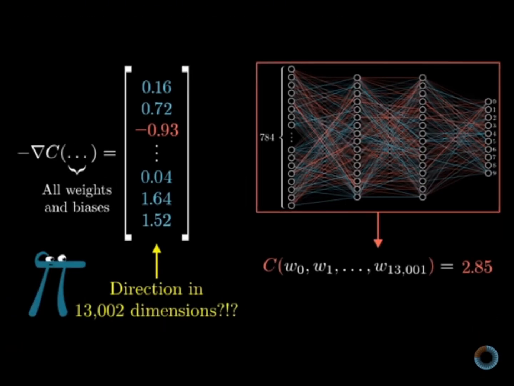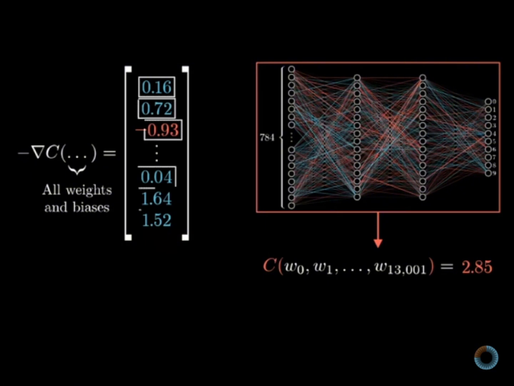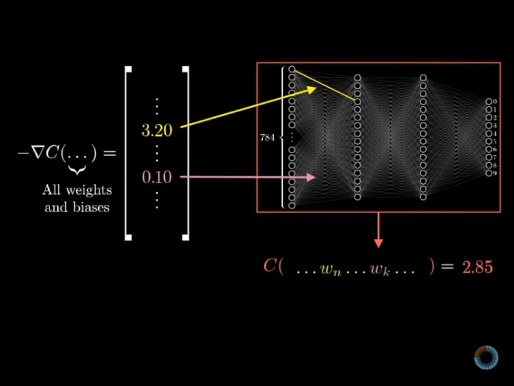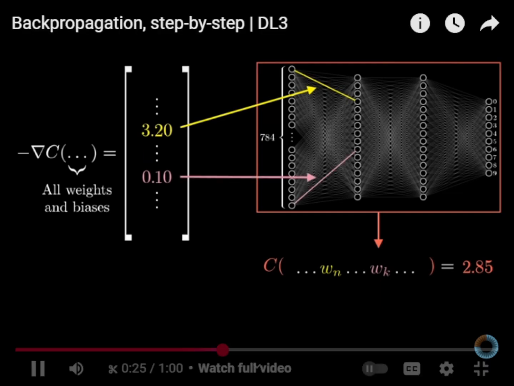On the scope of our imaginations, there's another way you can think about it. The magnitude of each component here is telling you how sensitive the cost function is to each weight and bias. For example, let's say you go through the process I'm about to describe and you compute the negative gradient, and the component associated with the weight on this edge here comes out to be 3.2, while the component associated with this edge here comes out as 0.1.